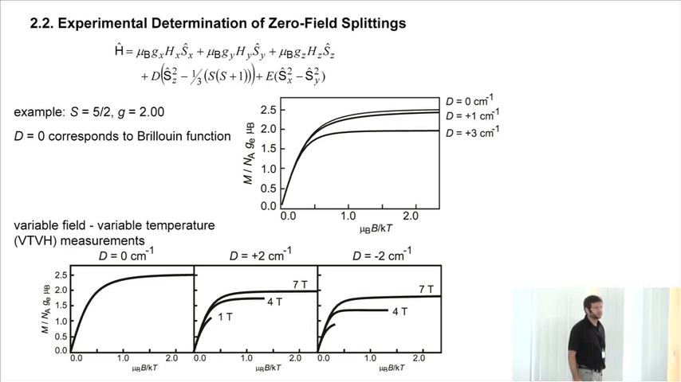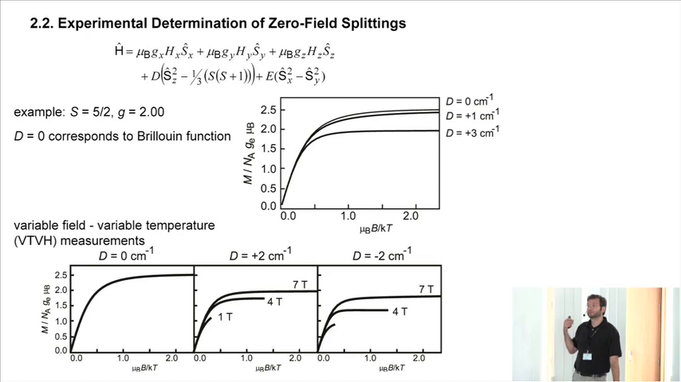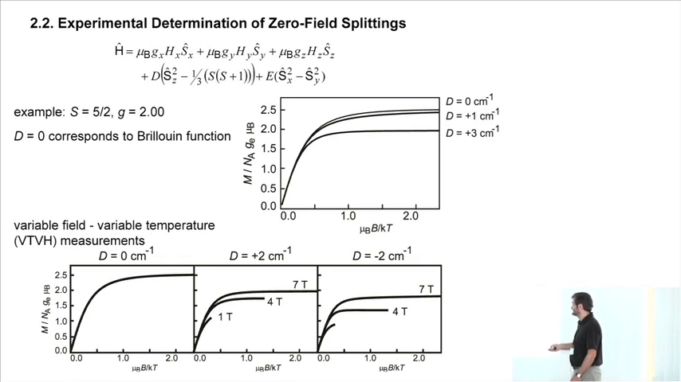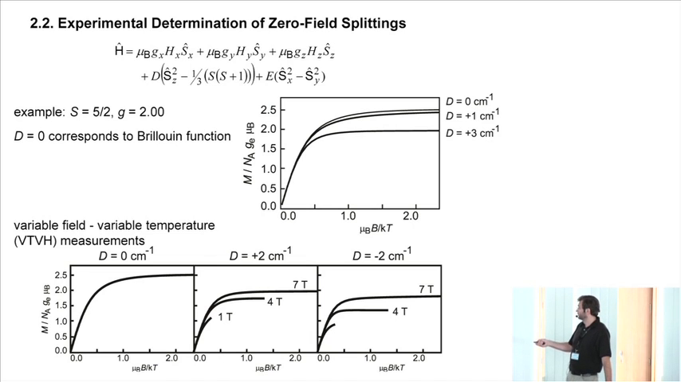What is normally said in textbooks or in scientific papers is that from a powder measurement you cannot obtain the sign of D. Yes, that's correct. But in some special cases you can be lucky. And you see there's a small difference. Well, it will be difficult to really decide plus or minus from a measurement. But in some cases you are lucky and you really can obtain the sign from these VTVH measurements.